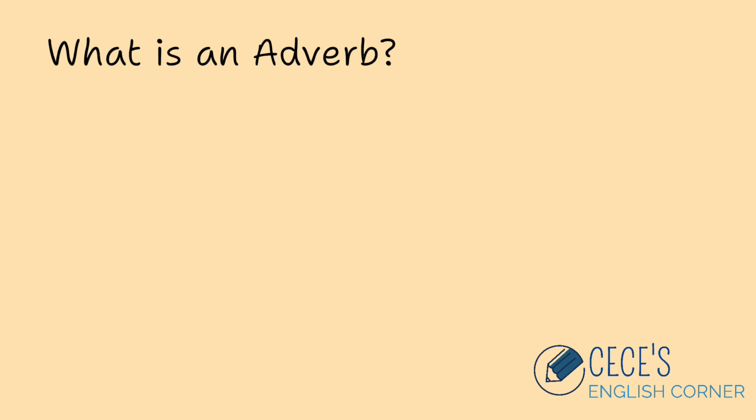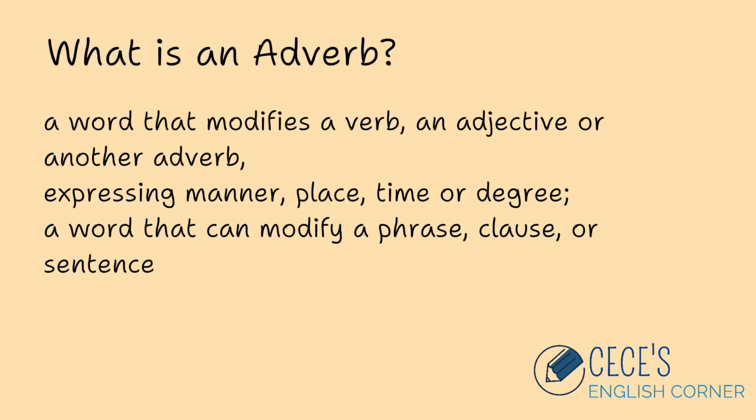What is an adverb? An adverb is a word that modifies a verb, an adjective or another adverb, expressing manner, place, time, or degree. A word that can modify a phrase, clause, or sentence. I'll focus on the first part of the definition, using adverbs to describe verbs, because I think it's the most useful in everyday English communication.